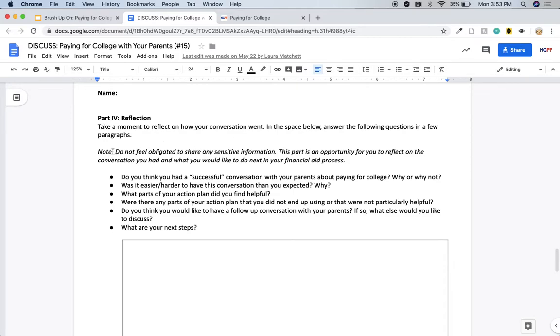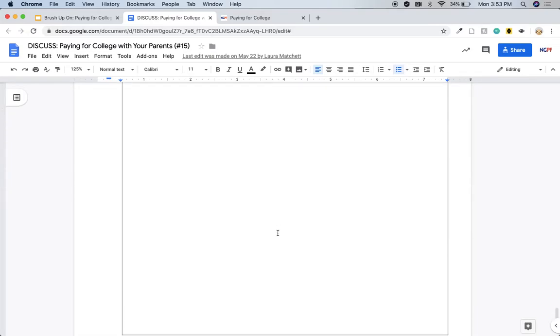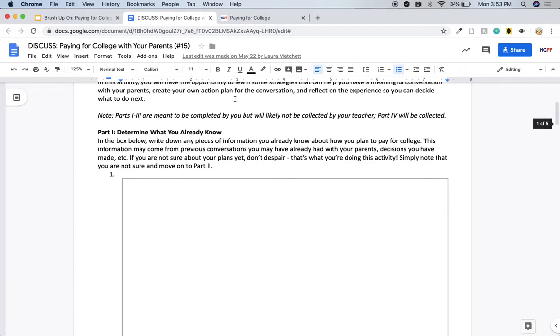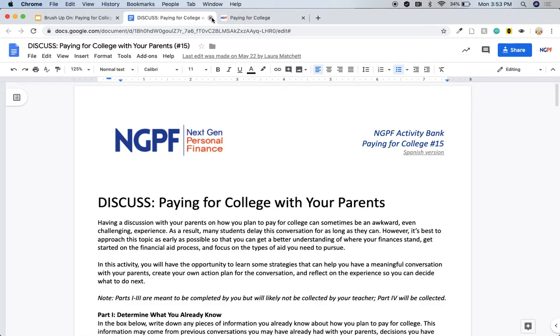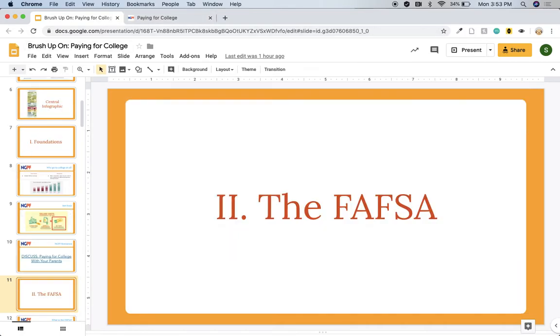So they don't need to feel obligated to share any sensitive information, but it just gives them some guiding questions to think about and reflect over their conversation. So this is a really great activity to kick off the lesson and some of these foundational aspects of the Paying for College unit.